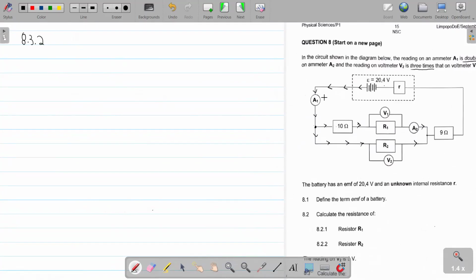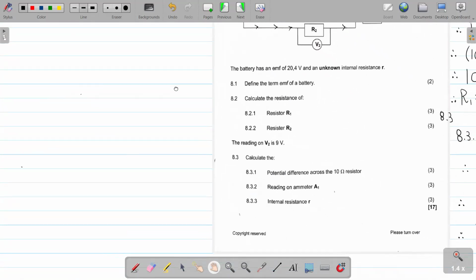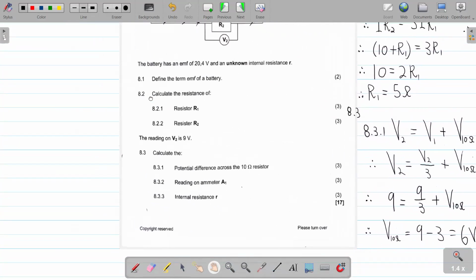Then we multiply by 2 because they told us it is double. They say A1 is double A2. So we can find the reading here, because we know the resistance and the voltage. We know the voltage, we just found it here, is 6.